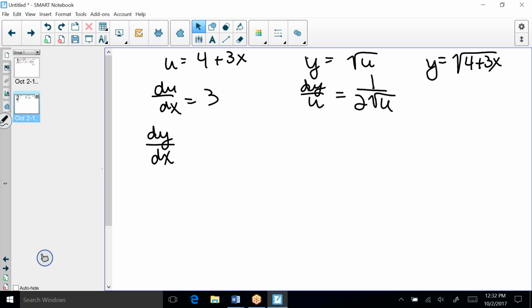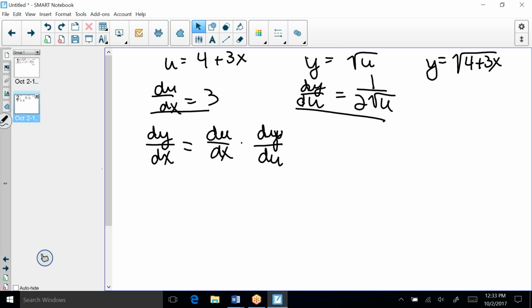So we want to find dy dx. The way that we're going to find it is by using these two parts. We're going to find the derivative of u with respect to x, and we're going to multiply that by the derivative of y with respect to u. And this should be dy du, I just had a u there. It should be du.